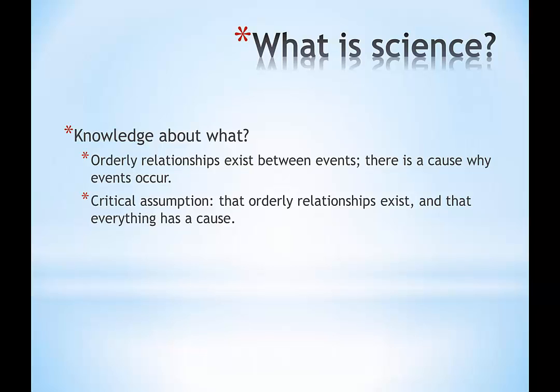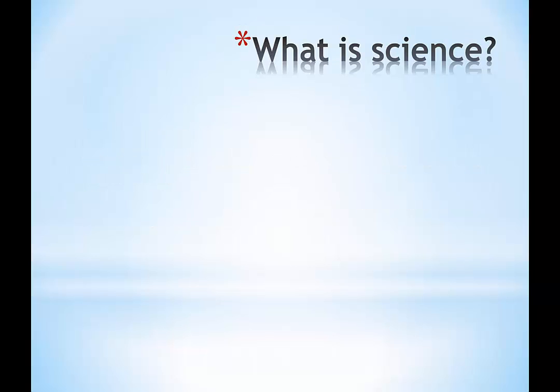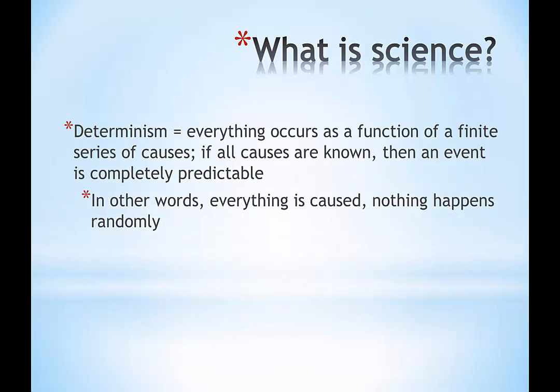So the critical assumption for most scientists of all stripes really is that orderly relationships exist and everything has a cause. And our ultimate goal would be to find out the cause of Alzheimer's disease, the cause of clinical depression, the cause of college student success, the cause of workplace satisfaction. And so we do have some underlying assumptions, and that assumption is called determinism.